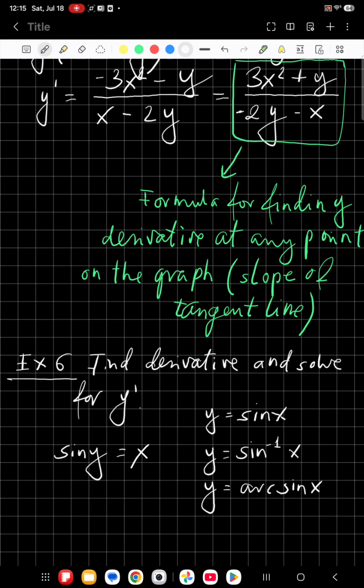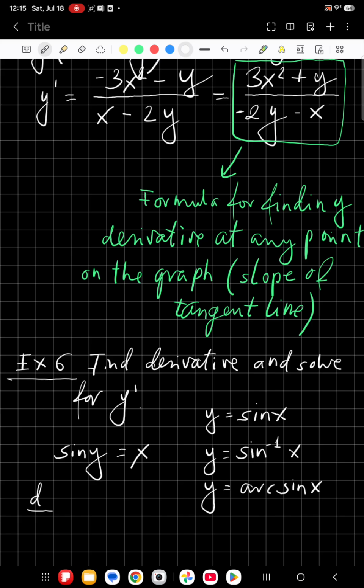But just for our purposes, I wrote it this way. I kept this y as y, I didn't change it to this notation, just so that we can see how implicit differentiation works in this case. So let's take a derivative of both sides.